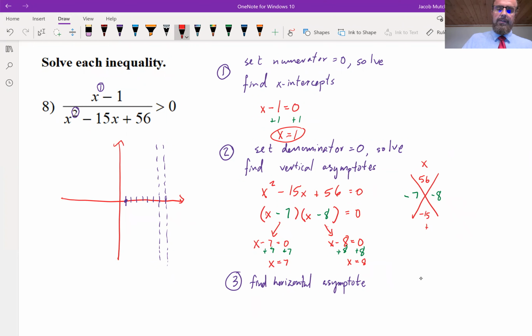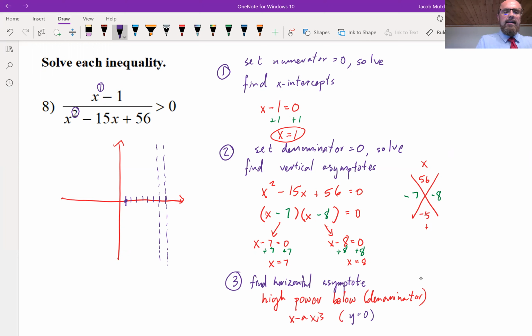So this is a comparison of the high powers. Here I found the high power was below in the denominator. And that's a nice case because I don't have to do any additional algebra. I'm just going to say that's at the x-axis. And the equation for that would be y equals 0. So I'm going to sketch in that horizontal asymptote. So that's right there at the x-axis.